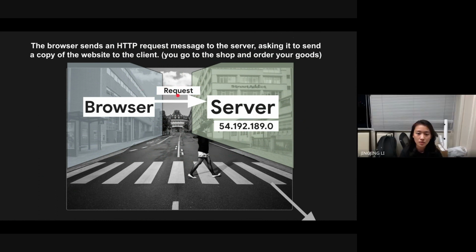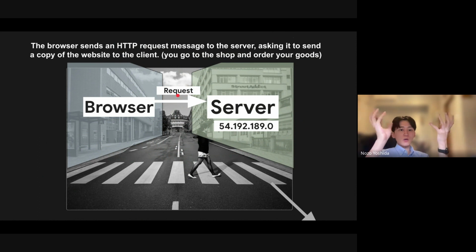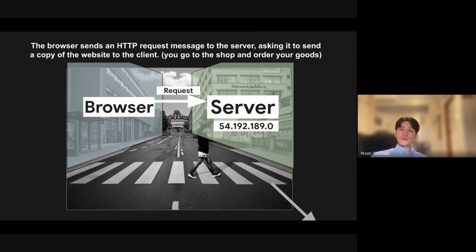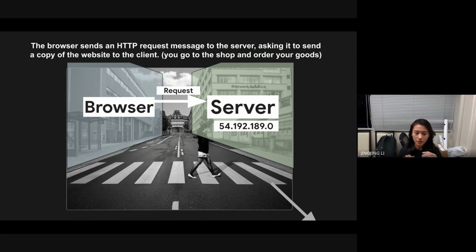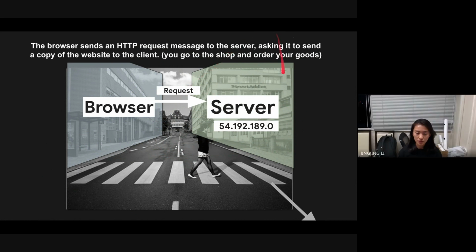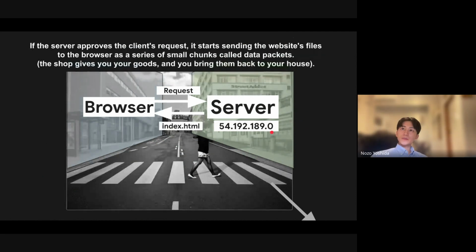So it is similar to a shopping situation. Based on this address, the IPv4, you send your request. That means you ask your question or make your request for the specific shop, not every shop. Exactly.